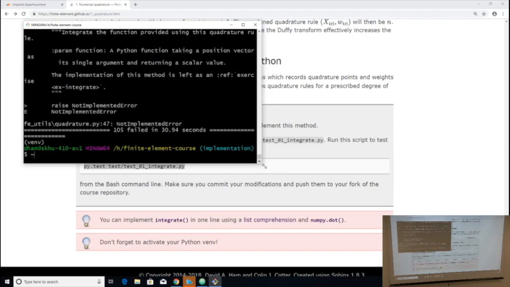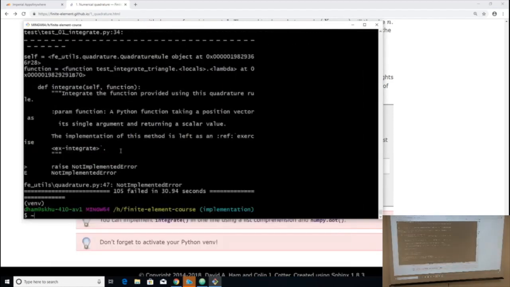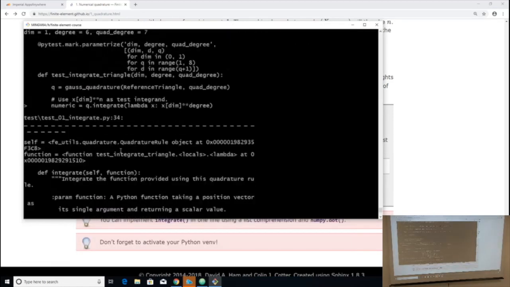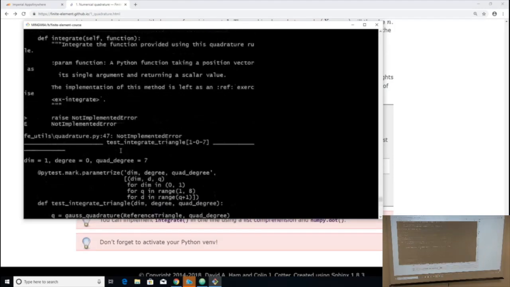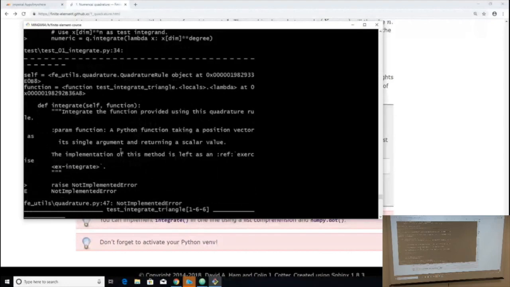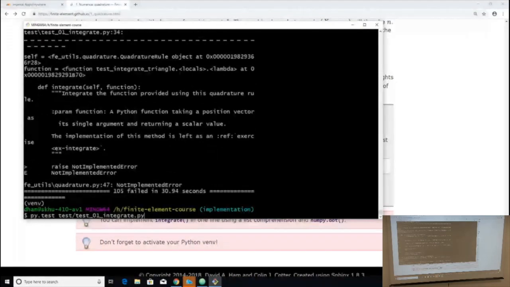what happened is I failed all of the integration tests, and now it's spewing out information about every single test that I failed. Why did I fail all the integration tests? Well, because I don't have an integration method. That's expected.